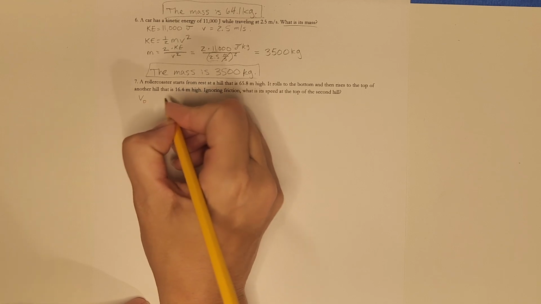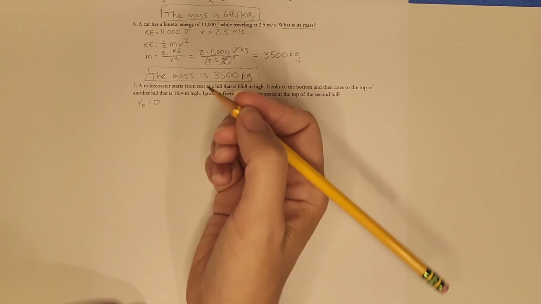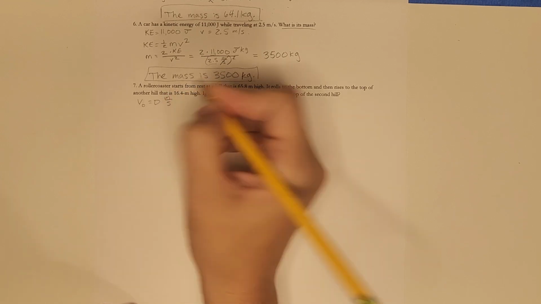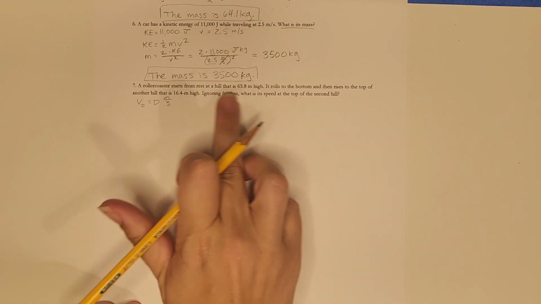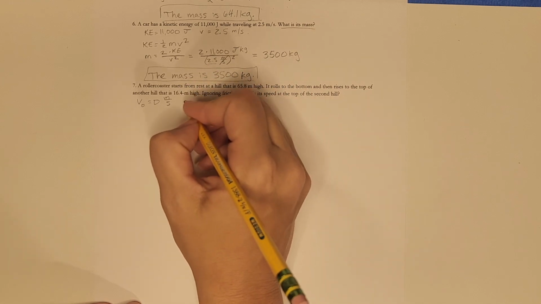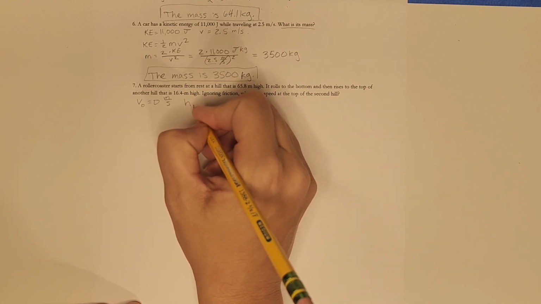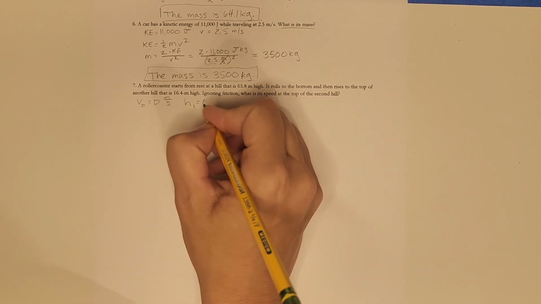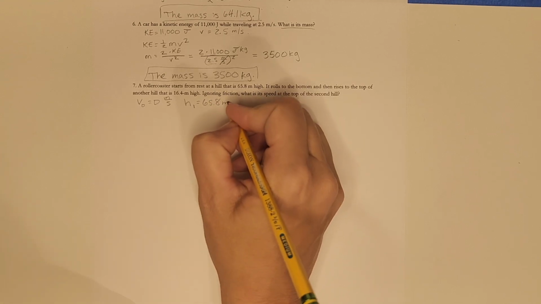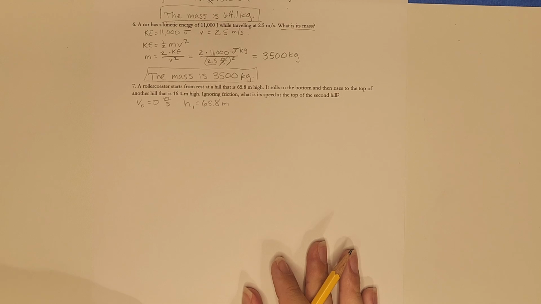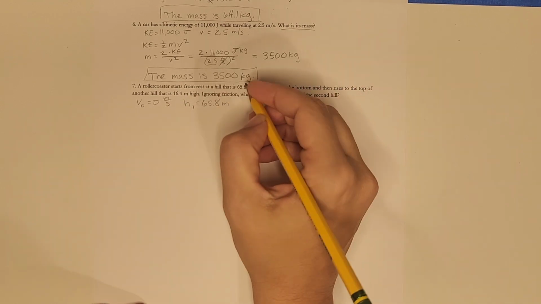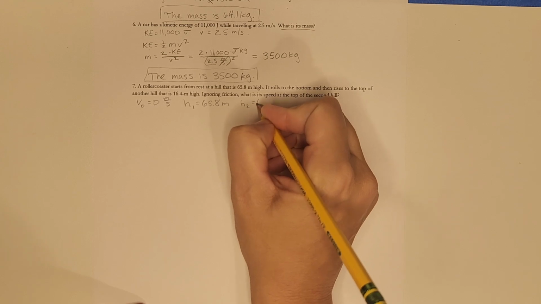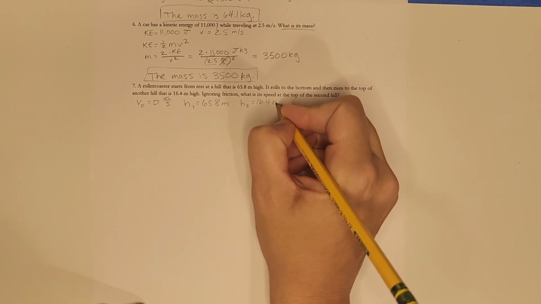So the initial velocity equals 0 meters per second. Then the hill is 65.8 meters high, h, and I'm going to call this h1 because I remember that there's going to be another height that I'm given in a minute. 65.8 meters. It rolls to the bottom and then rises to the top of another hill. That is my height 2, 16.4 meters. And we're ignoring friction and wondering what the speed is at the top of the second hill.